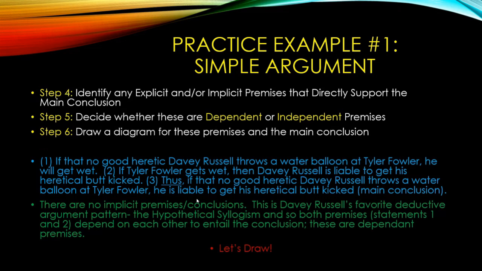Okay, going on, steps 4 through 6. Let's identify any explicit and or implicit premises that directly support the main conclusion. Well, does statement 1 support? Yep, perfect. Yeah, that's speaking towards the main conclusion there. Statement 2, yep, that's speaking toward the main conclusion there. And guess what we actually see here? Is there any implicit premises? No, statements 1 and 2 together are sufficient to entail the truth of statement 3. And we actually recognize a deductive argument pattern from sentential logic.